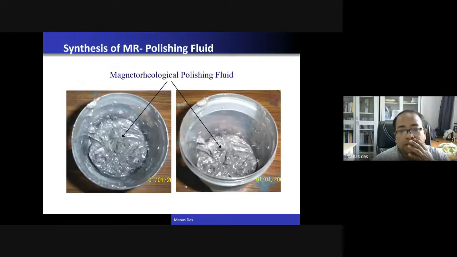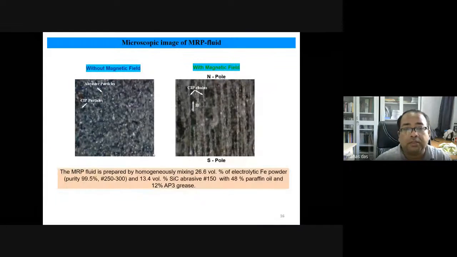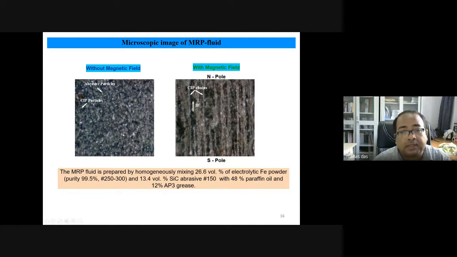Without a magnetic field, this polishing fluid is a thick fluid, and when we apply a magnetic field, it becomes very stiff. You can see here under the microscope that these iron particles and CIP particles are homogeneously distributed. When you apply a magnetic field, you can see chains generated along the magnetic lines of force. Here the magnetic field is applied in this direction.